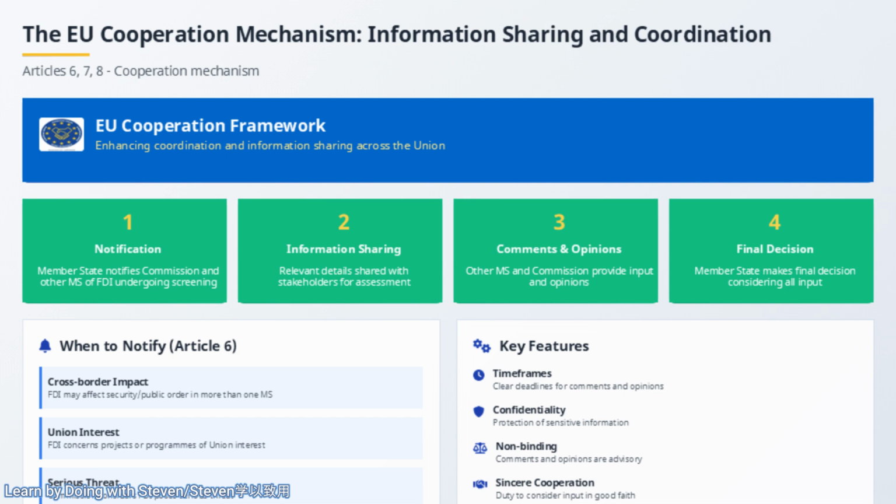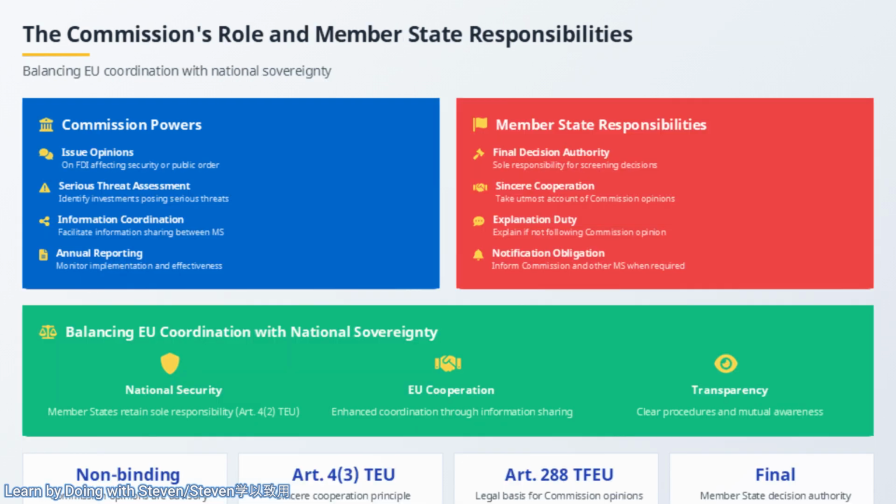A key feature is that these comments and opinions are advisory. They are not binding. However, there is a duty of sincere cooperation, meaning the input must be considered in good faith. Naturally, this leads to the question of the Commission's role in all of this.